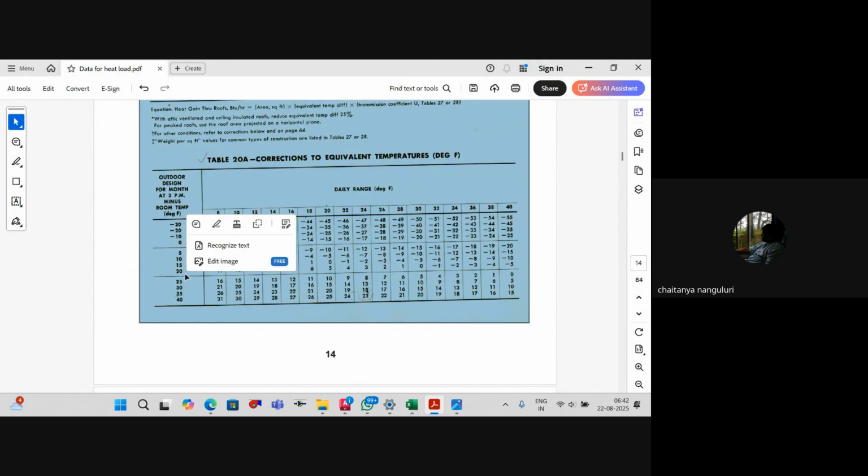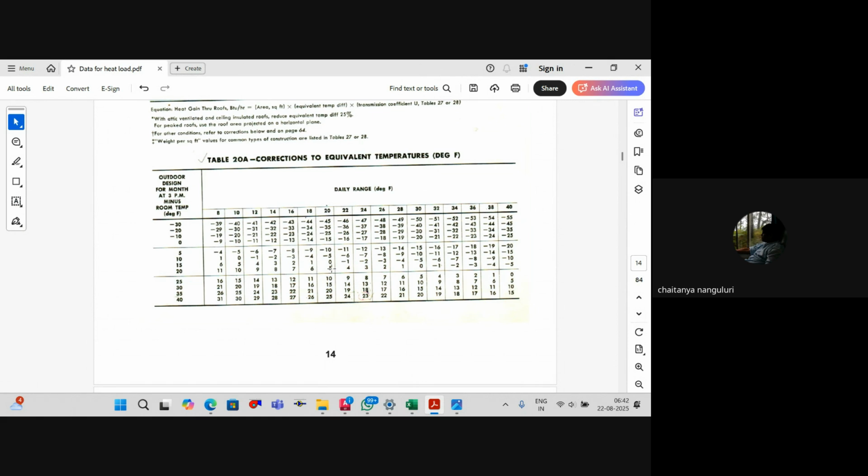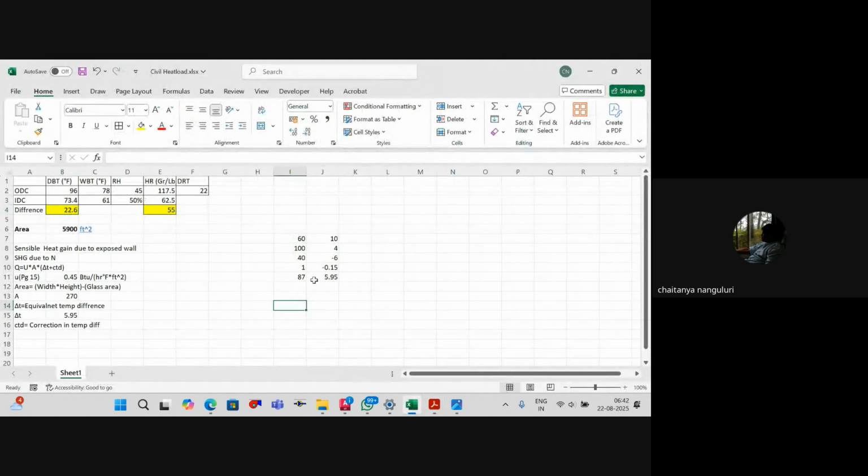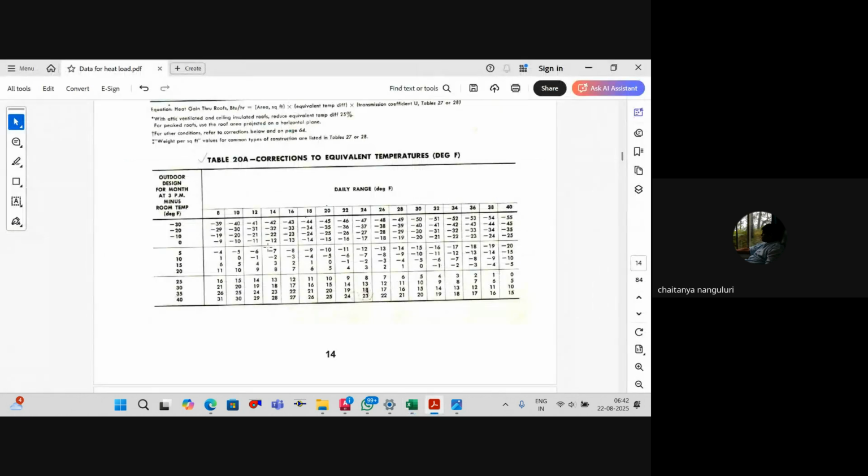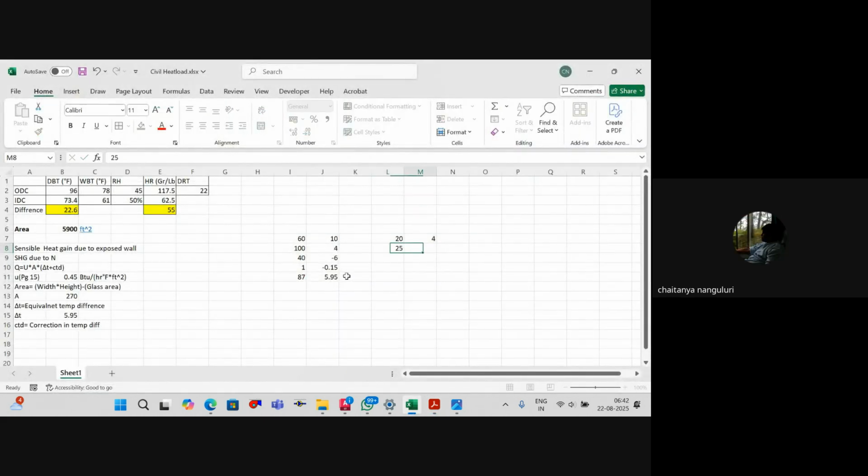22.6. So you have the value for 20 and the value for 25. Don't you think you can calculate for 22.6? We have to interpolate again. For 20, the value is 4. But for 25, the value is how much? 9. For 25, the value is 9. You have to calculate for 22.6.